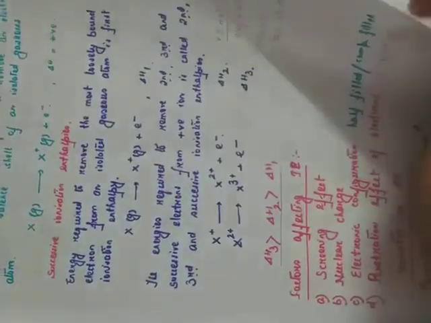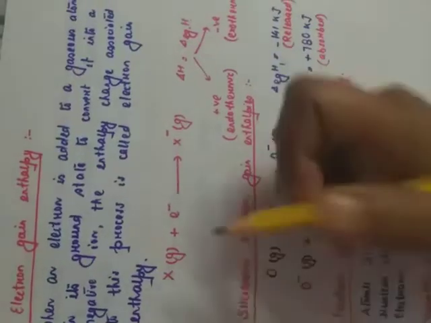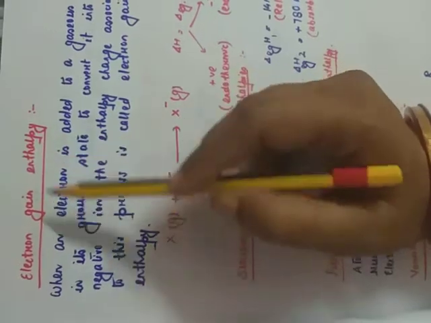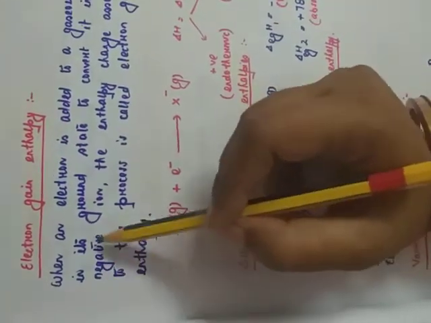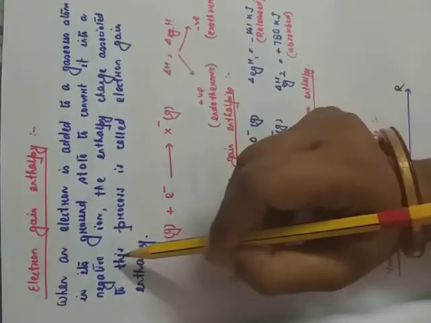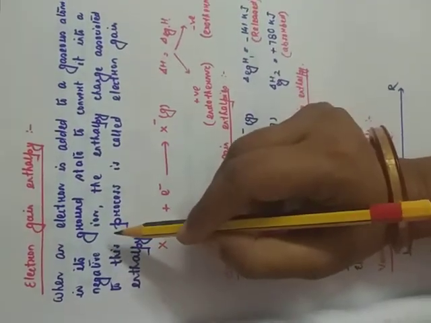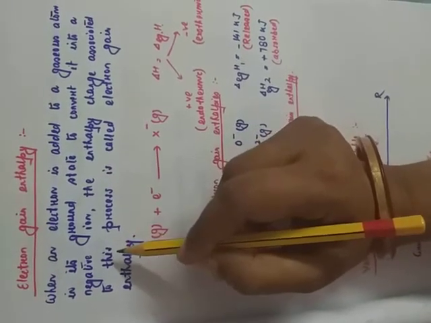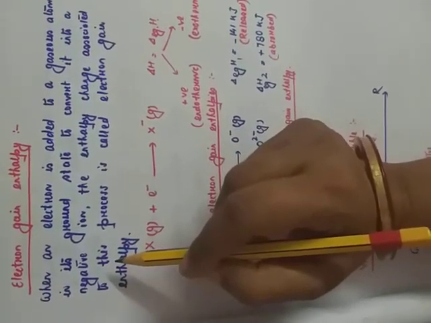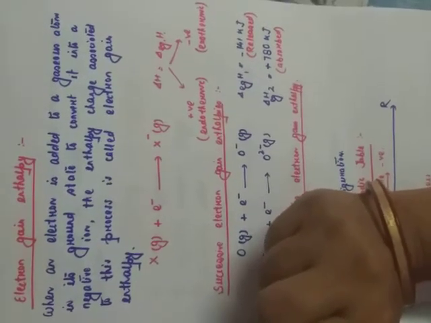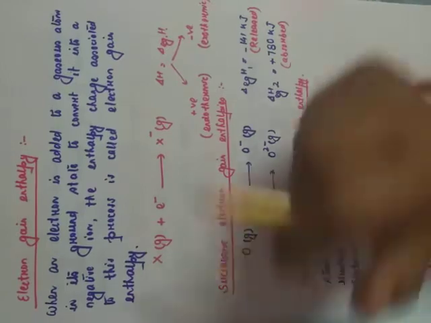The next periodic property is electron gain enthalpy. When an electron is added to a gaseous atom in its ground state to convert it into a negative species or negative ion, the enthalpy change accompanying the process is called electron gain enthalpy. It also measures the ease with which an atom attracts an electron to form an ion.